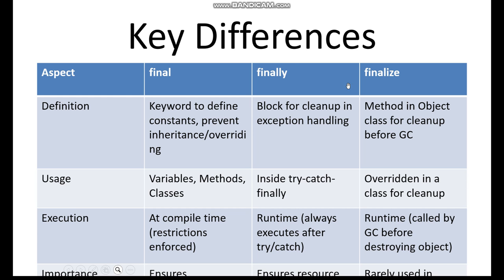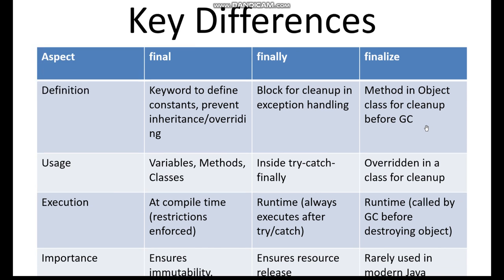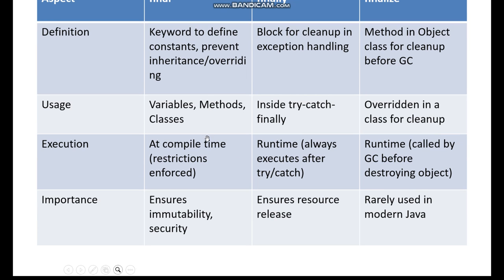Just remember this: finalize is a method in the Object class for cleanup before the garbage collector is called. Final is used with variables; final can be applied to methods, and final can be applied to classes. But finally will always be used along with try, either try finally or try catch finally. And finalize is a method of the Object class, so we override the method in a class for cleanup according to our custom requirement. Then final is enforced at compile time, with restrictions enforced.